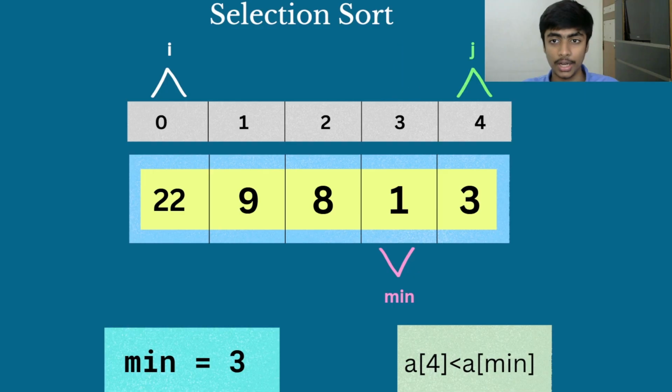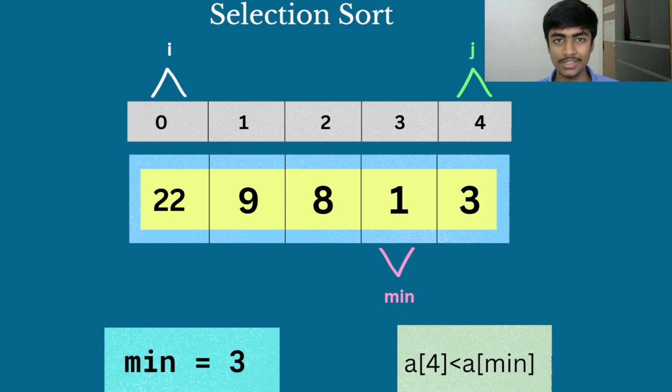Our j will increment again to 4. And now we're going to check if a of 4 is lesser than a of min. This is false, so we don't set min to j. Now at this point, we've completed the first iteration of the array. And by now, our min is set to 3. Basically, the lowest element is at the index 3. This is exactly what we saw in the beginning.